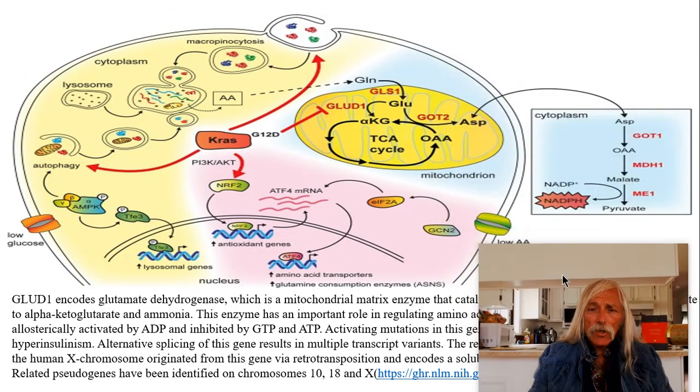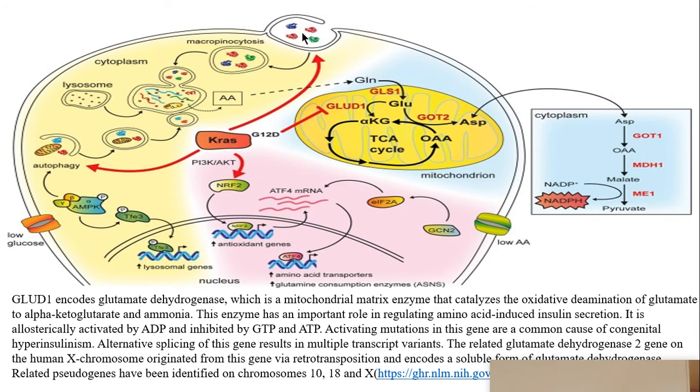All right, so again, this is showing you that system. You're bringing in these nutrients via macropinocytosis. You're getting amino acids produced. You're getting some of this cellular debris being controlled through this autophagy process. KRAS is regulating that. KRAS also generates this G12D, which is going to block GLUD1. Now, what is GLUD1?